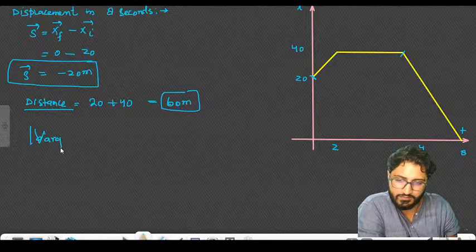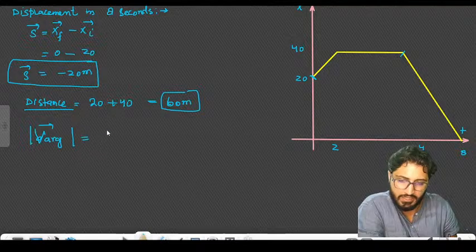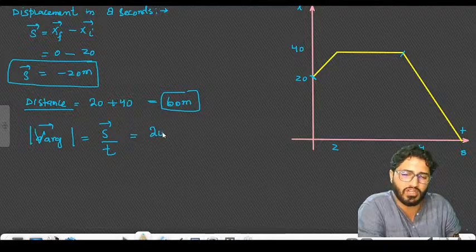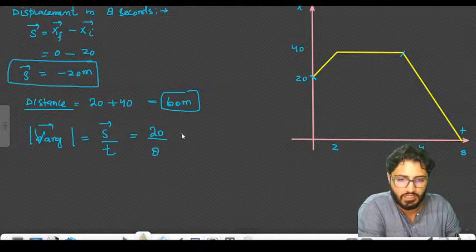Average velocity. It will be distance by time. Displacement, sorry. Displacement is 20, or you can write minus 20 also. Now 20 by t. T is how much? 8. It is 2.5 meter per second.